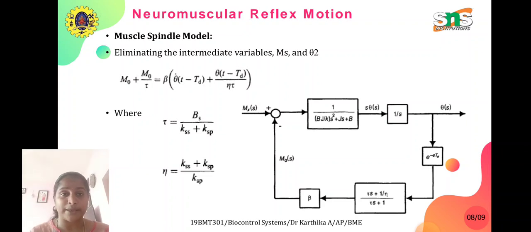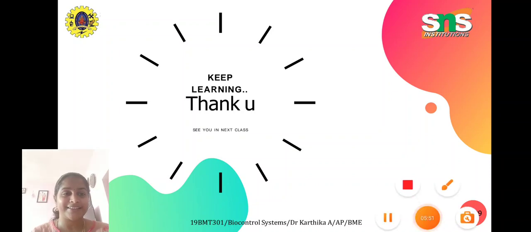By eliminating the intermediate variables MS and theta 2, the relation becomes m0 plus m0 dot by tau, which is equal to beta of theta of t minus TD plus theta dot of t minus TD by eta tau, where tau is equal to BS by (KSS plus KSP) and eta is equal to (KSS plus KSP) by KSP. Here we can determine the neuromuscular reflex motion with the help of these elements. Thank you.